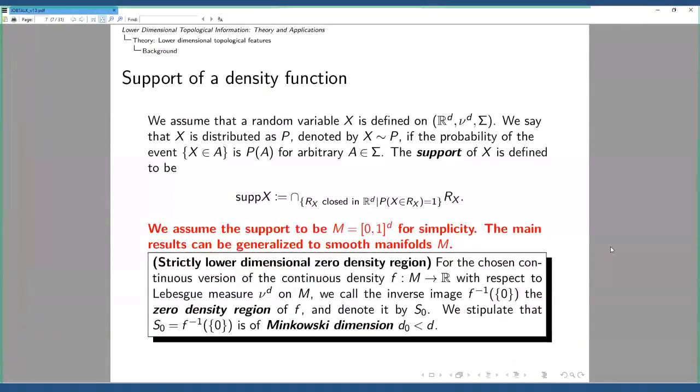And now we are ready to give a rigorous definition of the object we're interested in. It is called a strictly lower dimensional zero density region. First of all, we study the inverse image of the one-point set 0, denoted by S0. And then we stipulate that this S0 has a strictly lower Minkowski dimension compared to the d-dimensional unit hypercube.